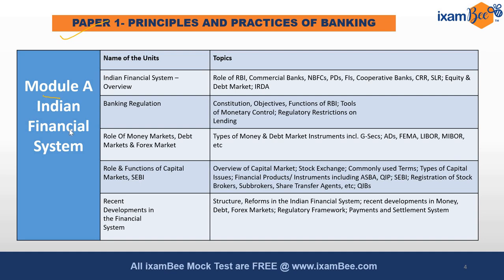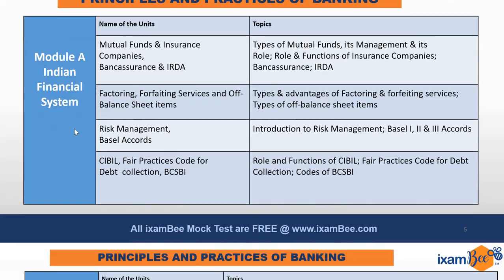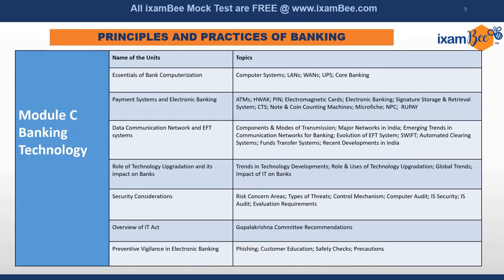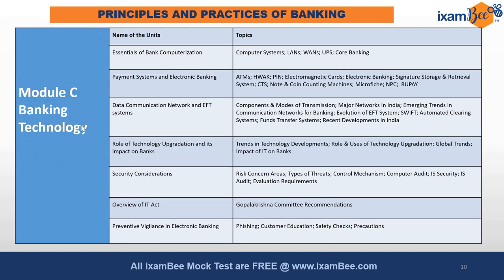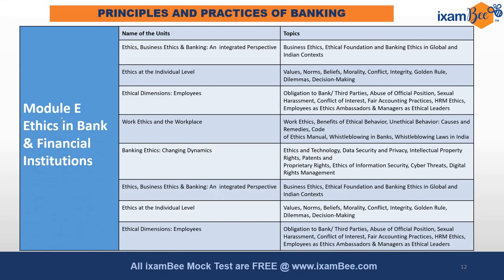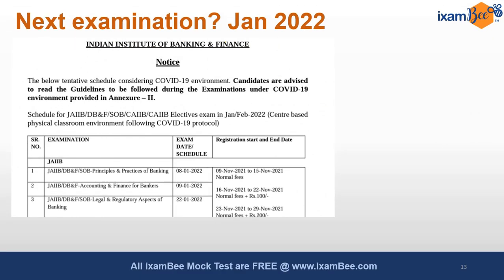Module A covers the Indian financial system. B covers the functions of banks. B is a bit heavy one. Then comes C, which talks about banking terminology that a student should be aware of. Module D covers the support services of marketing of banking services or products. And module E covers the ethics, which are also very important as a banker, in banks and certain financial institutions.